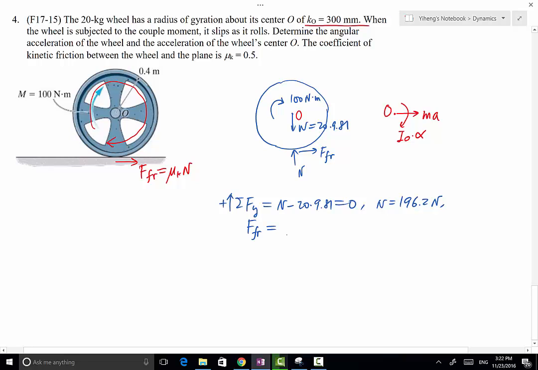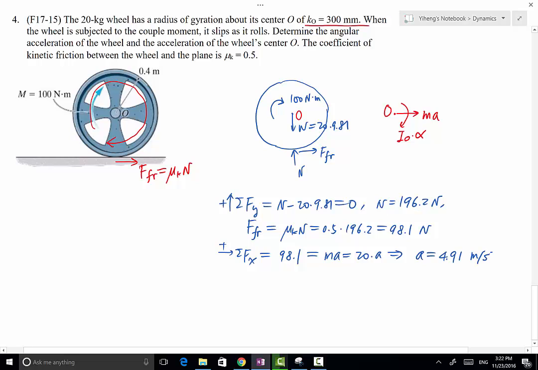And from there, we can also evaluate the frictional force. We already know it is kinetic friction, so mu kN, 0.5 times 196.2, and that equals 98.1 Newton. Resultant force along the x direction, horizontal to the right, we have the frictional force 98.1. That's the only horizontal force. On the right hand side, we have m a_G, equals 20 times a. So from there, you can already solve for linear acceleration, which is 4.905, so 4.91 meter per second squared to the right.